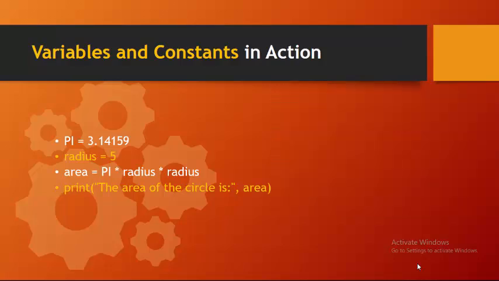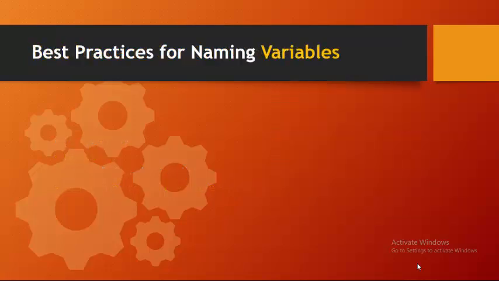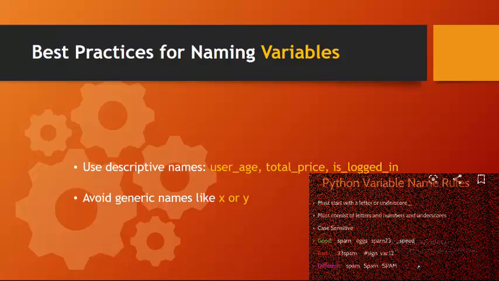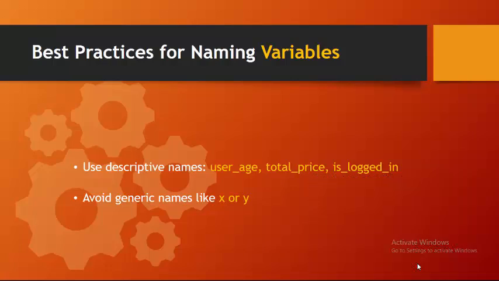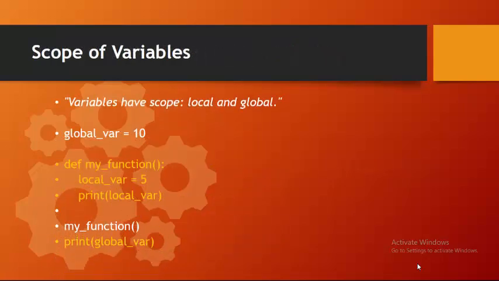Now let's go over some best practices for naming your variables and constants. It's important to choose meaningful names that describe the purpose of the variable or constant. For variables, use descriptive names like user_age, total_price, or is_logged_in, rather than just generic names like x or y. This makes your code more readable and easier to understand. For constants, follow the convention of all uppercase letters and use underscores to separate words like MAX_WIDTH or DEFAULT_COLOR.